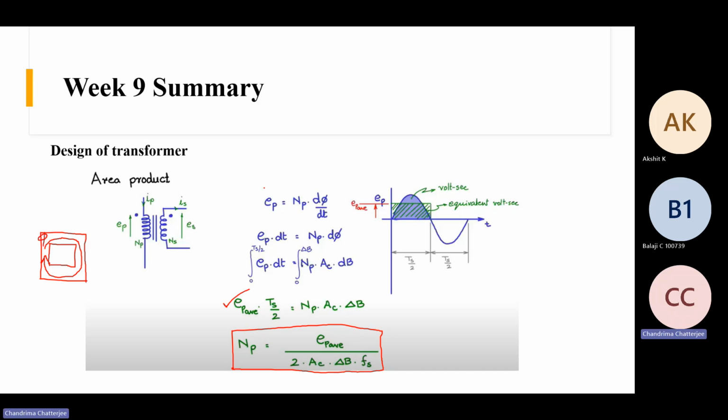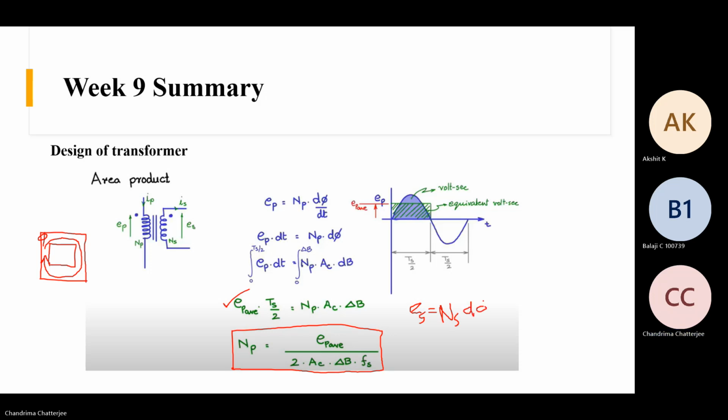So in the secondary also we can write the equation ES is NS, only difference is in the number of turns. So NS d phi by dt.